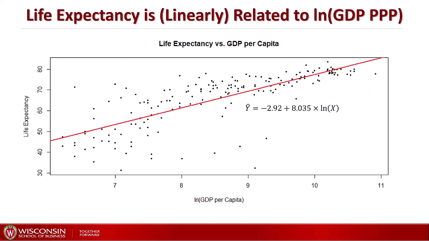So here is the same data, but instead of using the GDP per capita, we have used the log of the GDP per capita. You can see now that the relationship looks a lot more linear. So our line of best fit looks like it's actually a good fit. And we have here the estimated coefficients. The intercept is minus 2.92 and the slope is plus 8.035.